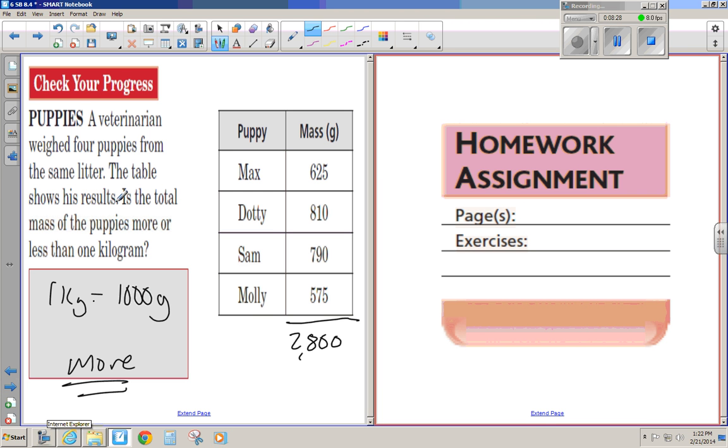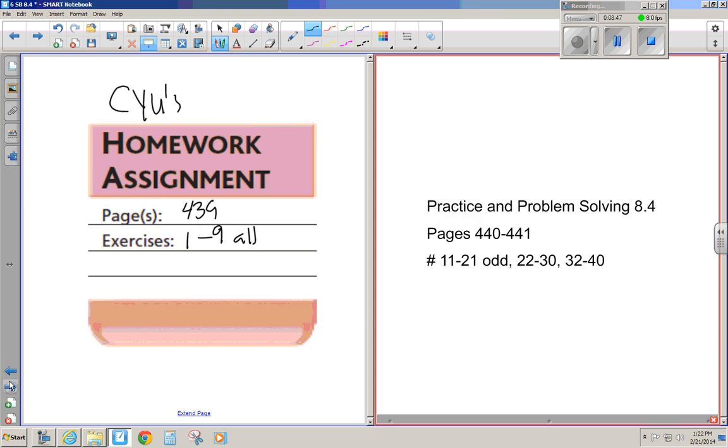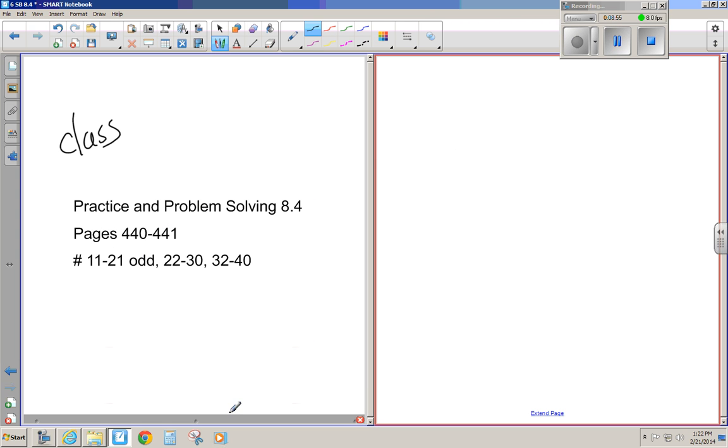All right, so here are the CYUs. Find them on page 439. You're going to do problems 1 to 9. Again, those are the CYUs. These are the problems we will do in class. All right, good luck.